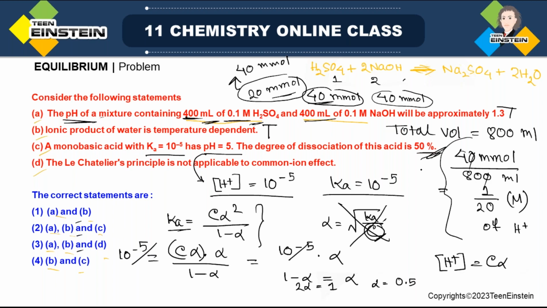And what about the last statement, D? Now A, B, C correct means you can choose option 2, because you don't have to move to D. Just to save time, once we are confirmed that A, B, C, these three are correct, obviously option 2 we can easily choose. But why D is not correct, that you should also check. It is saying that Le-Chatelier principle is not applicable to the common ion effect. Now Le-Chatelier principle we have already finished, but in this case you can consider the common ion effect.